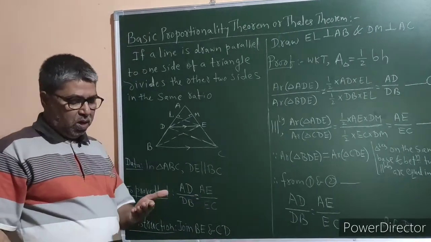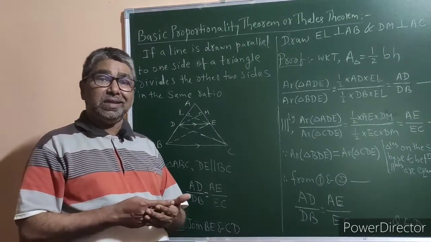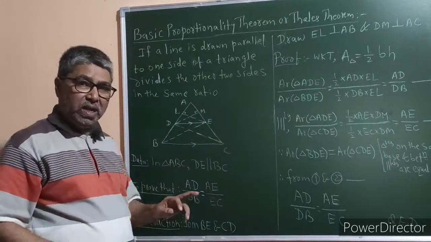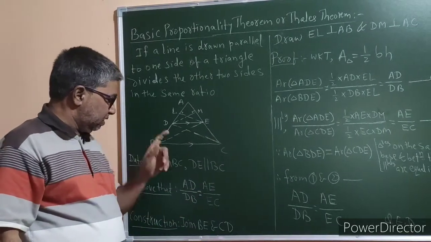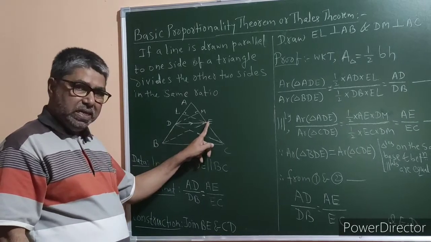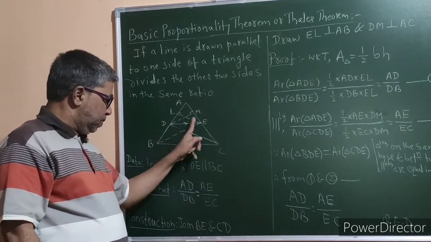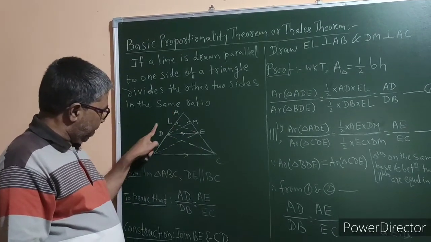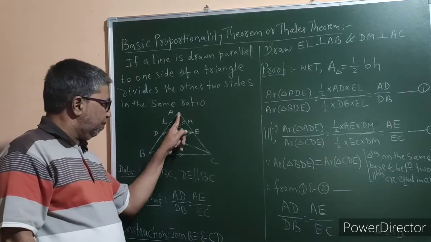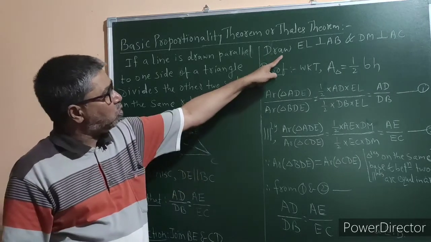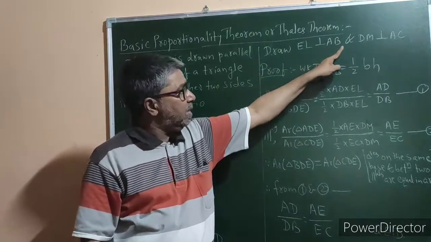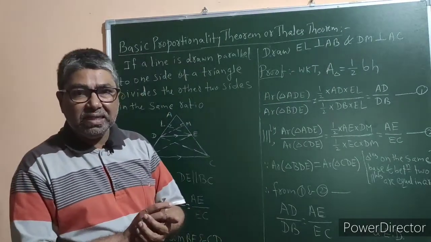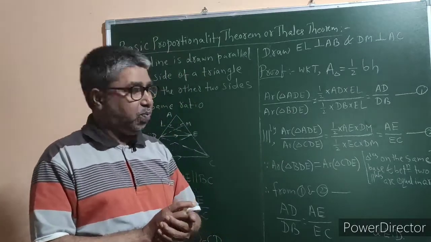Now construction. To write the proof of the theorem, some construction is to be done in the figure. In this particular theorem, the construction is: join B to E and C to D. Join BE and CD. And draw EL perpendicular on AB and DM perpendicular on AC. This is the construction. Now let us write the proof.